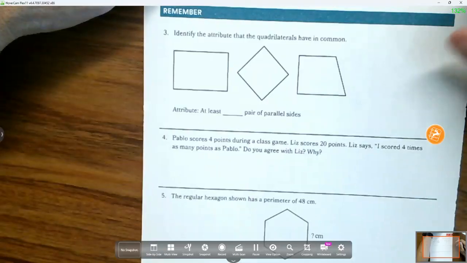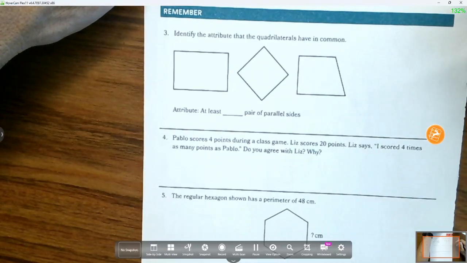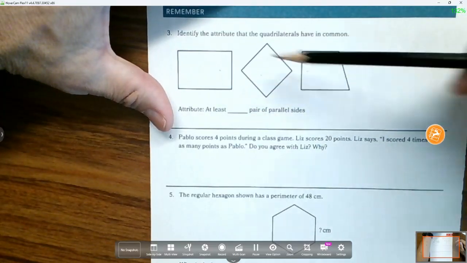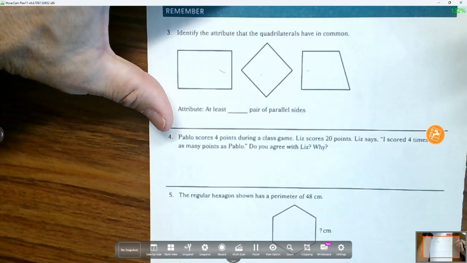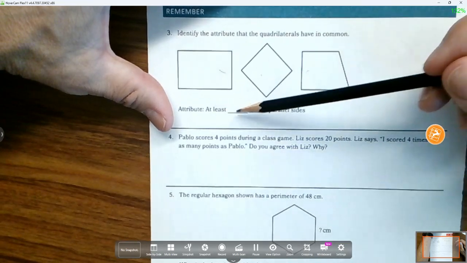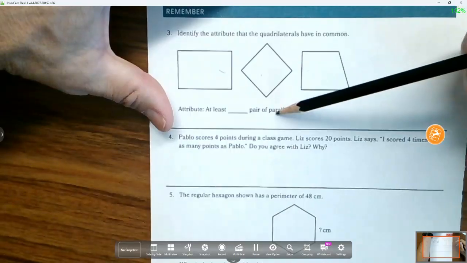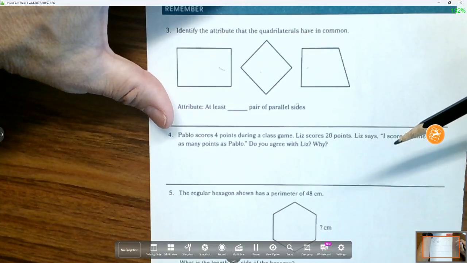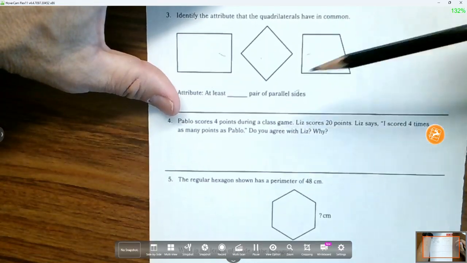All right. Identify the attributes that the quadrilaterals have in common. So you have, these are all quadrilaterals because they all have 4 sides. So what's an attribute they have? At least blank pair of parallel sides. How many pair of parallel sides do they all have? How many pair of parallel sides? Okay, that one you're on your own.